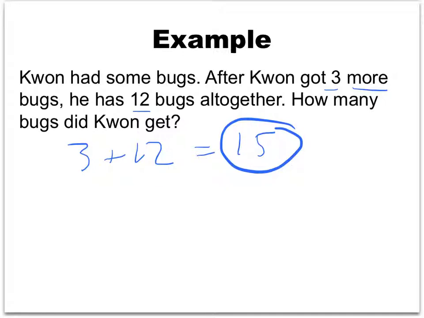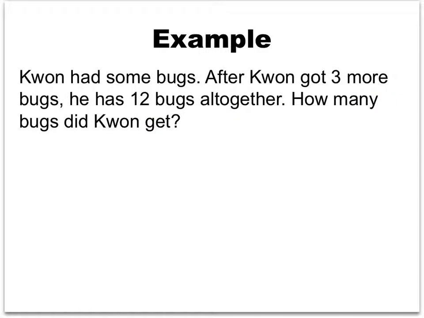And so there's this student's answer. Well, that answer doesn't make any sense. We only have 12 bugs altogether, so we can't get 12 bugs. So that answer just doesn't make any sense. And so if all we do is look at numbers and key words, we're not always going to set it up properly. So let's talk about how we can set this up properly.